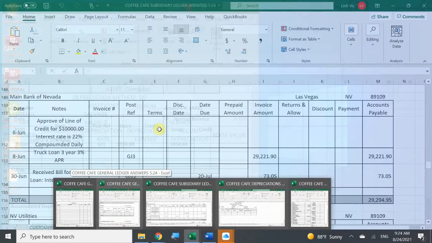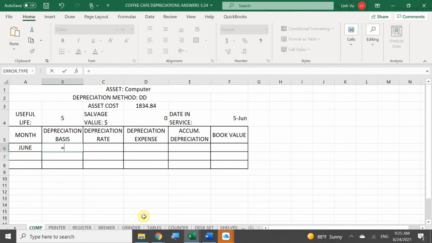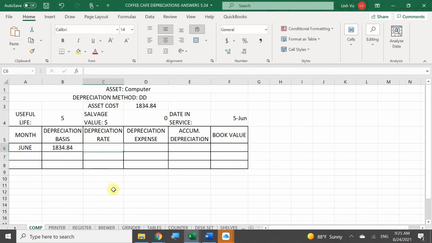Good. So now we have all the things that we need. Obviously, the day that you buy it, you have to plug it into the wall and set up the computer, so your assumption here is you're getting it ready for service. The month is June. So what's my depreciation basis going to be? 1834.84, because that is the beginning of its life's book value. Good. What's my rate going to be?